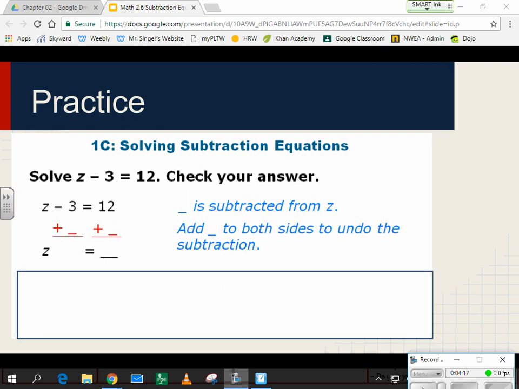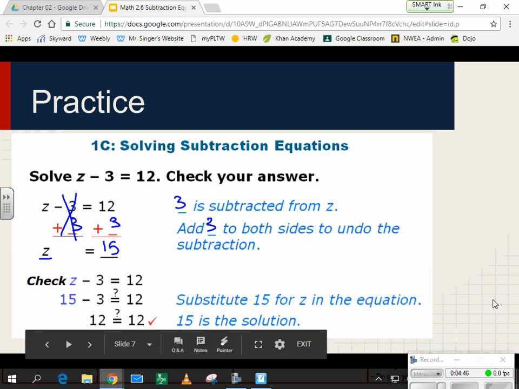Here it says z minus 3 equals 12. So we've got to get z alone. So that means we've got to get rid of the minus 3. So 3 is subtracted from z. That's the first thing we see. So that tells us that we're going to have to add 3 to both sides. Now this gets canceled and we're just left with z. And 12 plus 3 is 15. And you guessed it, we can check our work by simply plugging and chugging 15 back in for z. 15 minus 3 is 12. Cool.